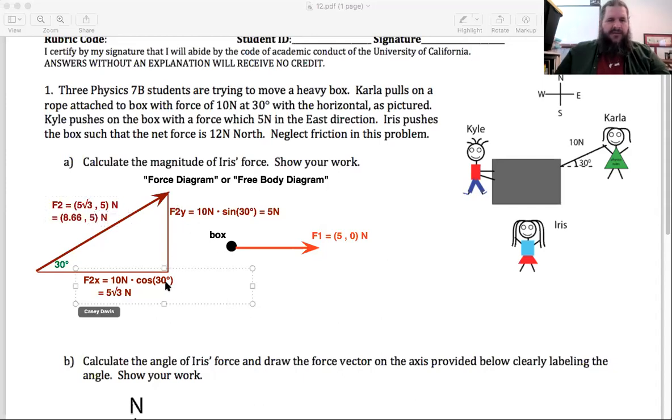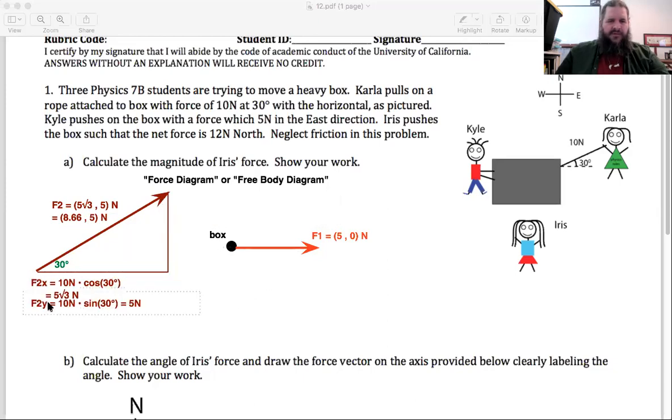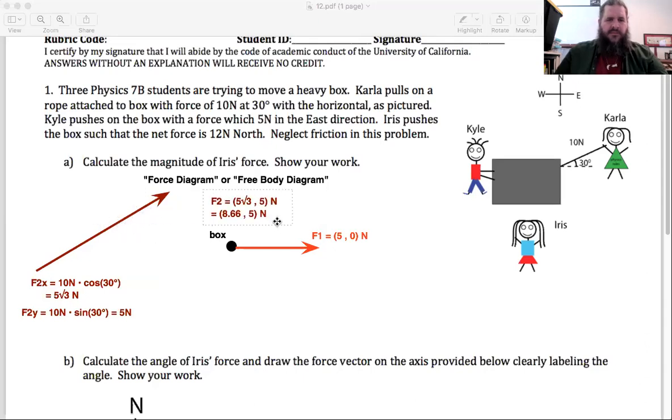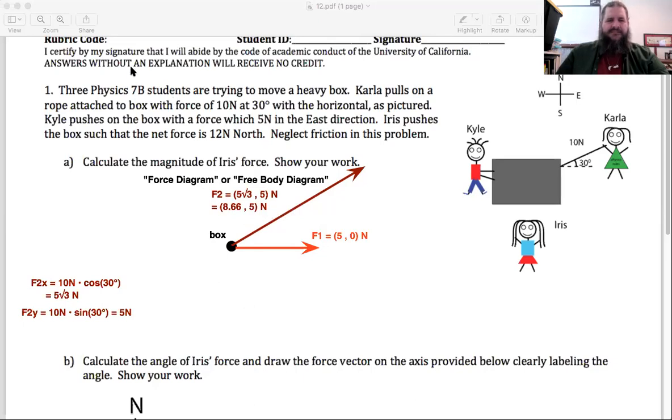So we now have all the forces in that, or at least all of the known forces. We also have this unknown force from Iris. But what do we know about the total force here? Yeah, the net force has to be 12 newtons, and that'll have to be to the north. So 12 newtons straight to the north has to be the total here.